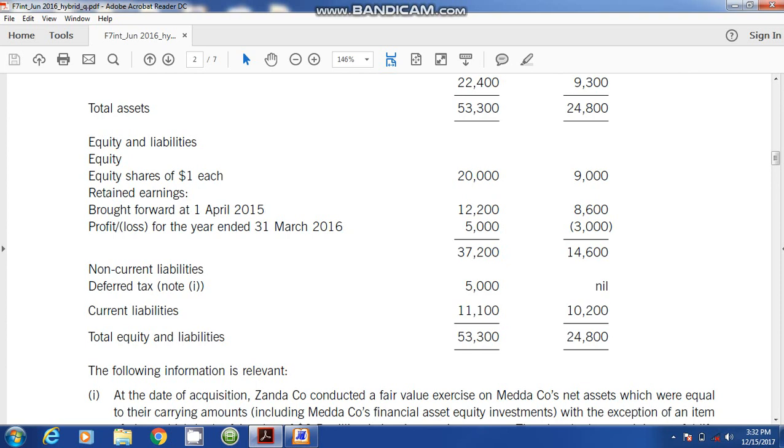We have brought forward of 8.6 and half of the loss of 3 million.